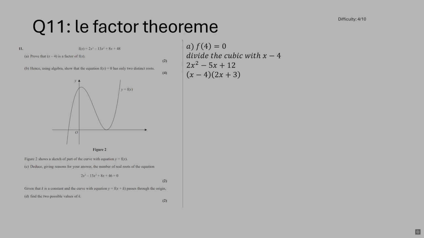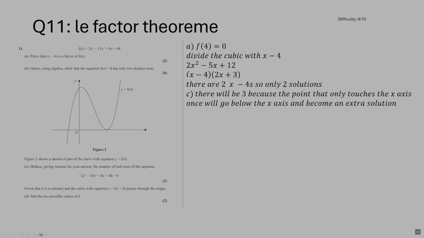Then after that, we can see that there are two x minus 4 factors, because there's one just from here, and then there's also one from here over here. So that means, because it's x minus 4 squared, 2x plus 3, there's only two solutions, because both the x minus 4s just equate to one solution.